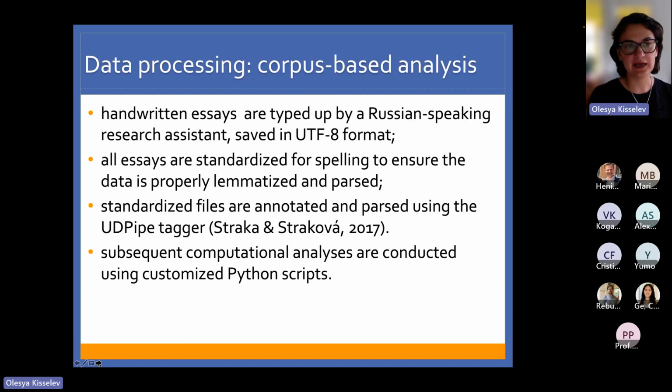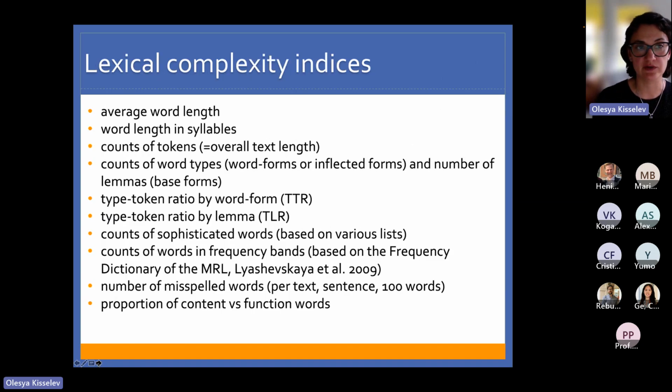All the essays were handwritten. We had to type them up. I have research assistants. Thankfully, they're all standardized for spelling because we need to automatically parse the data. But we also need to keep the misspellings in the form of tags. We then standardize files, and we use the UDPipe tagger for parsing and annotation. And then, of course, we have a number of customized Python scripts to do the extraction of data.